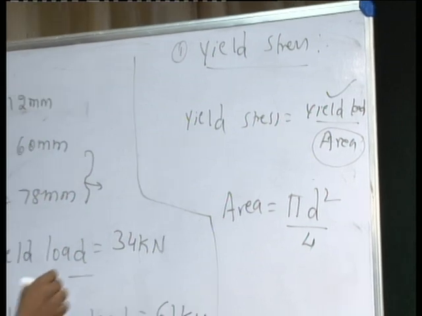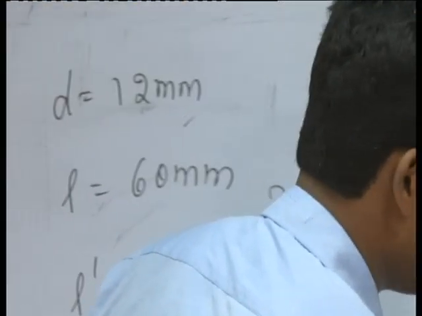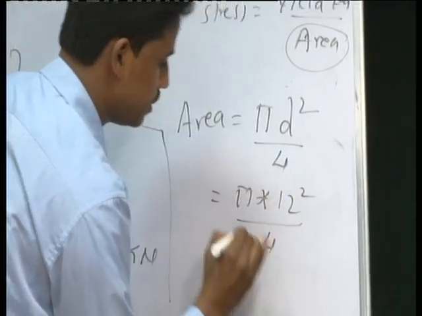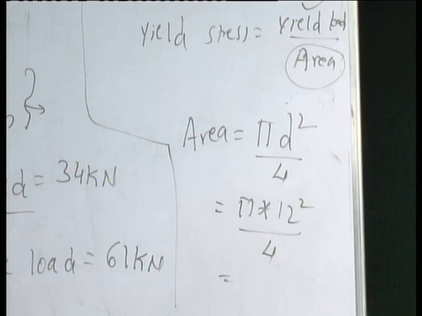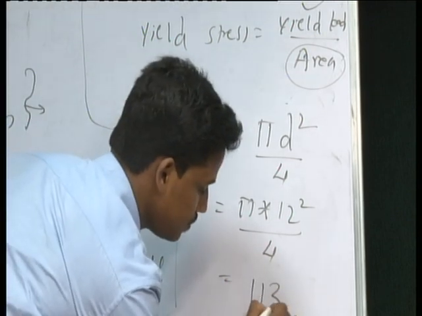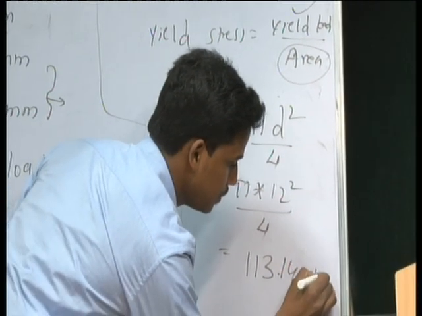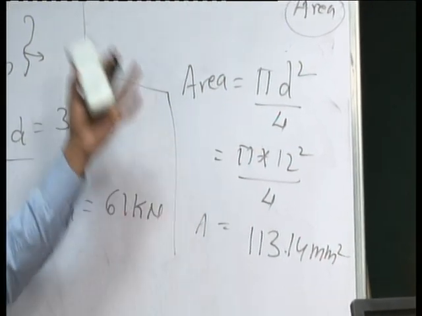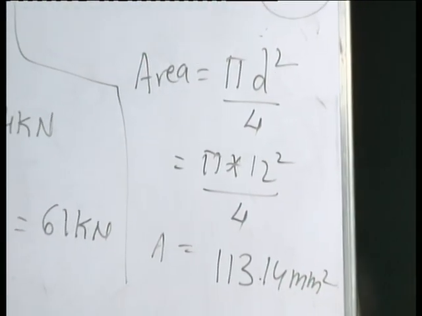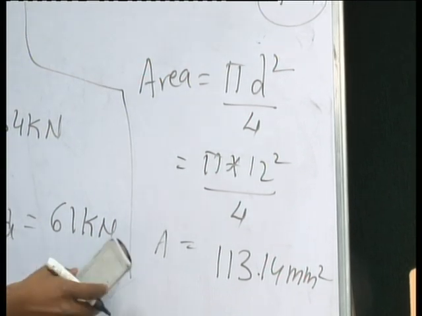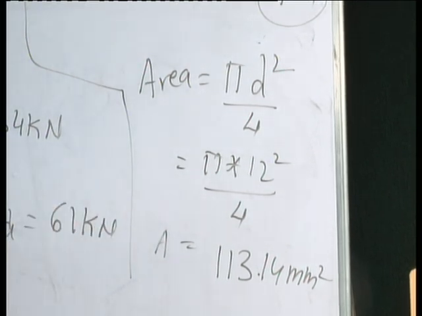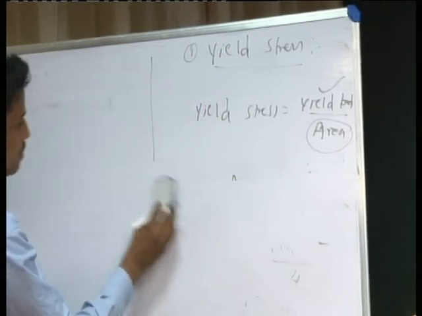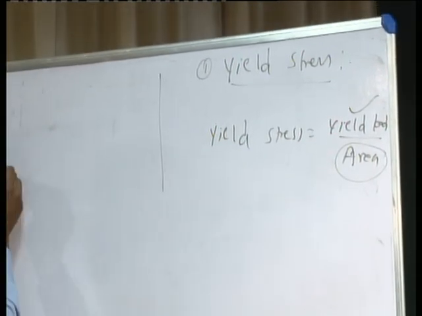Given the initial diameter, area is pi d square by 4, that means pi into 12 square by 4. We will get the area as 113.14 millimeter square. This is the cross sectional area for the given bar diameter of 12 mm. Substitute this area in the yield stress equation.